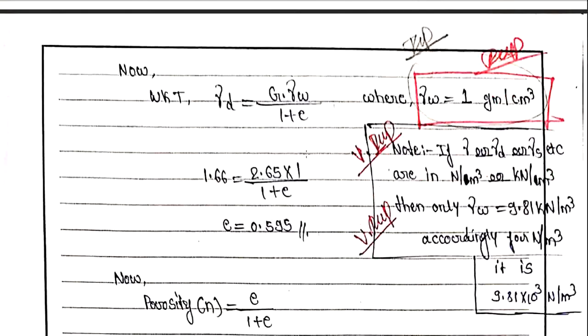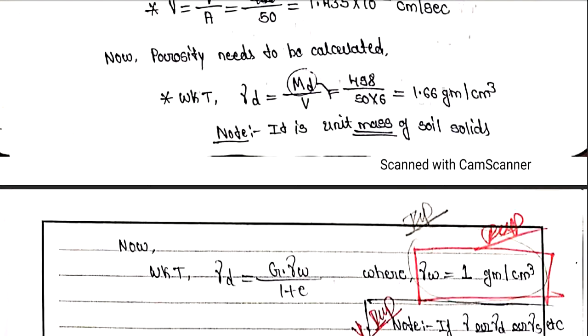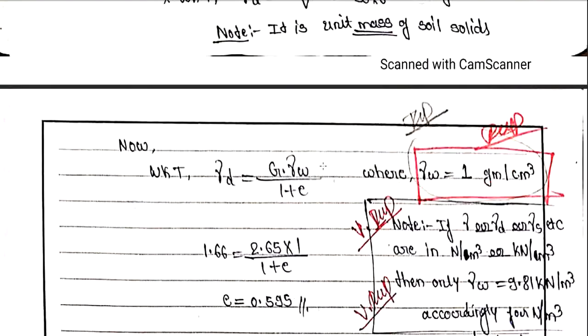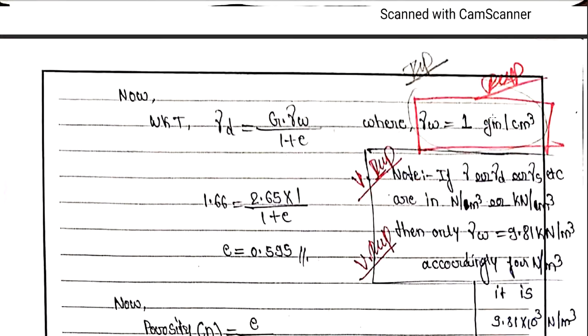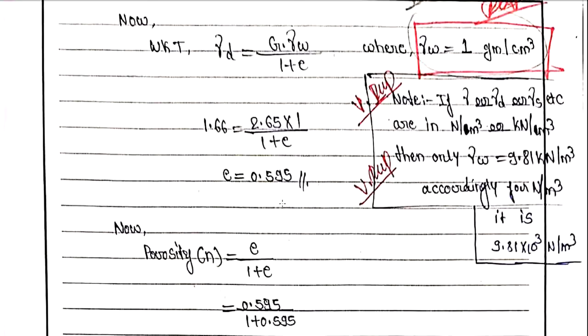One important point you have to mark here is that the value for gamma w is 1 gram per centimeter cube, because the unit is gram per cc. If it is kilonewton per meter cube, it should be 9.81. It's not kilonewton per meter cube, it is gram per centimeter cube or gram per cc. That's why the value for gamma w is 1. Specifically, that's why I have marked it with different colors, so you can go through it. All the unit conversions and how to take the value of gamma w, I have written over here.